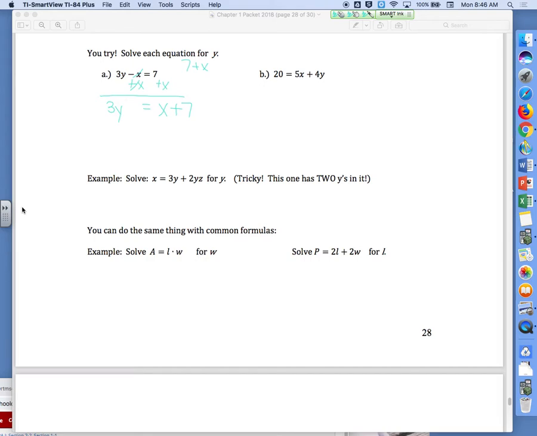Okay, and then what? Divide everything by 3. The 3's cancel, we have y equals, just leave it as x over 3 and leave it as 7/3.